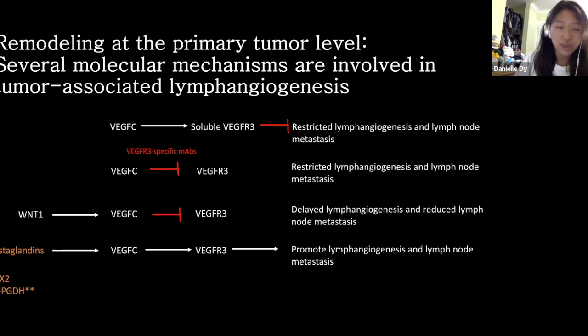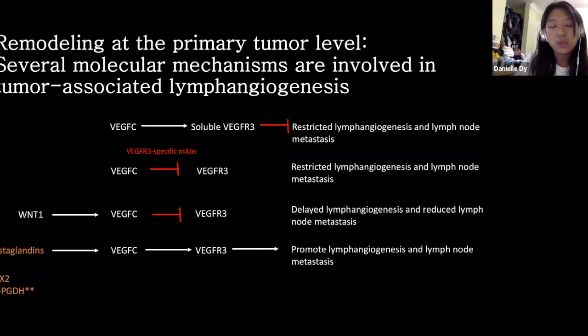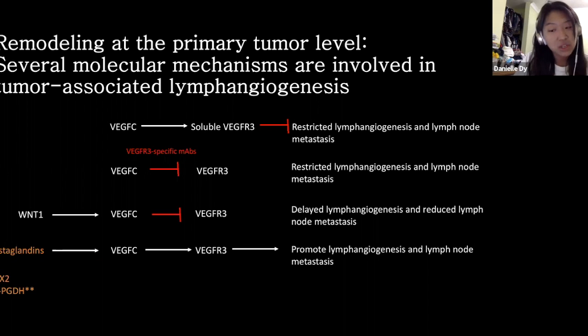So WNT1 is the factor that will essentially suppress the expression of VEGF-C. So when they expressed it, and it reduced VEGF-C, therefore VEGF-C wasn't really present in order to bind with its receptor. They saw delayed lymphangiogenesis, which is an example of a therapeutic target they can look at.